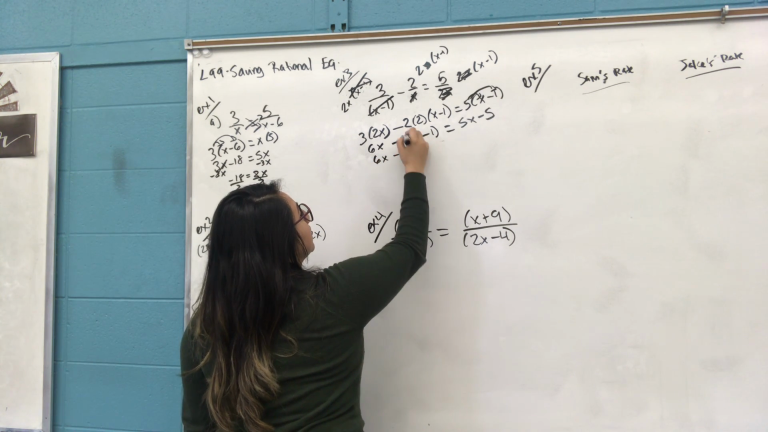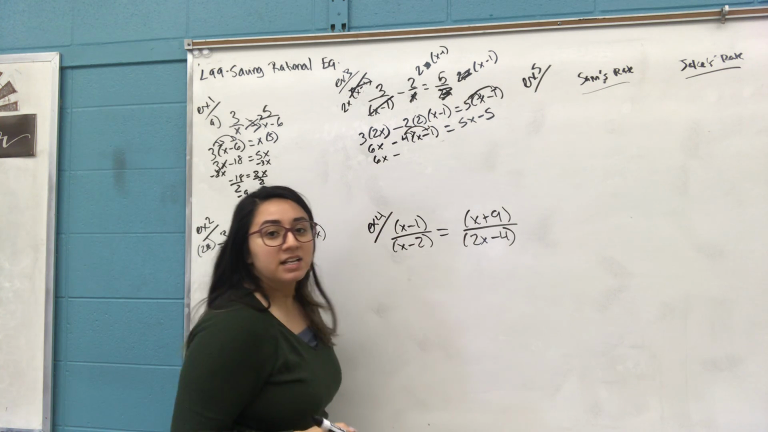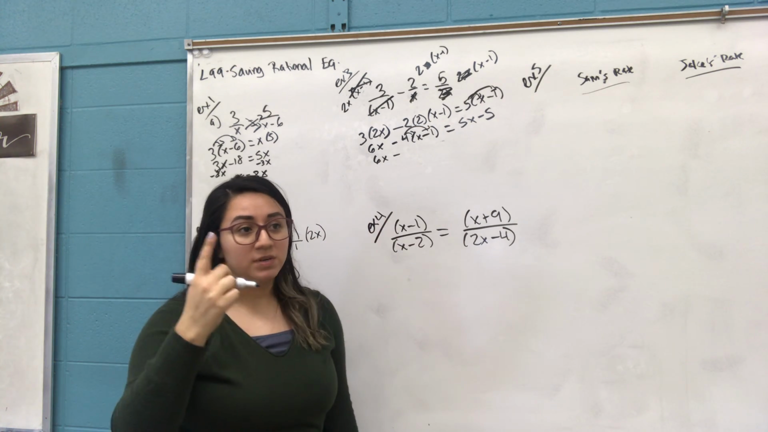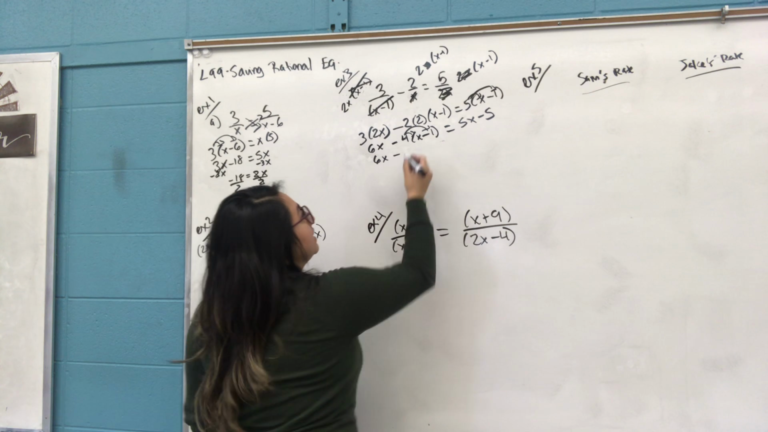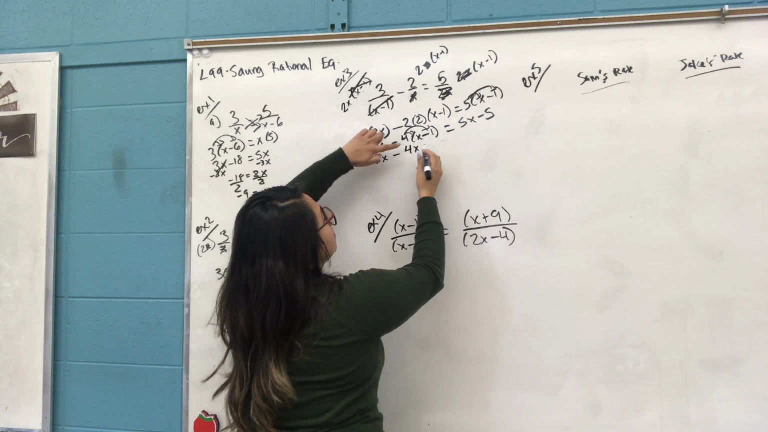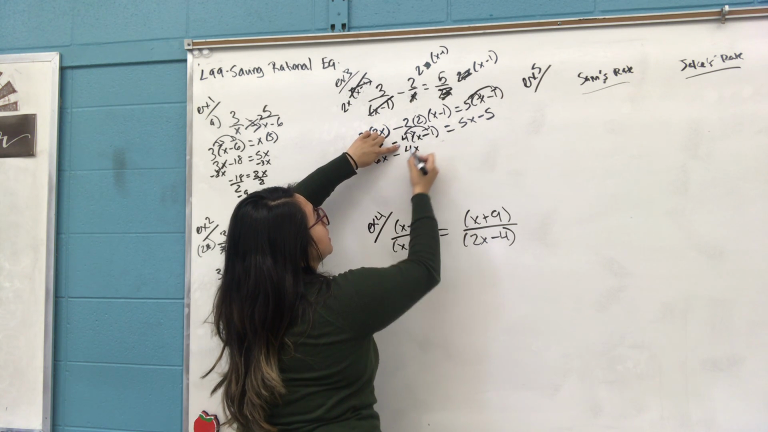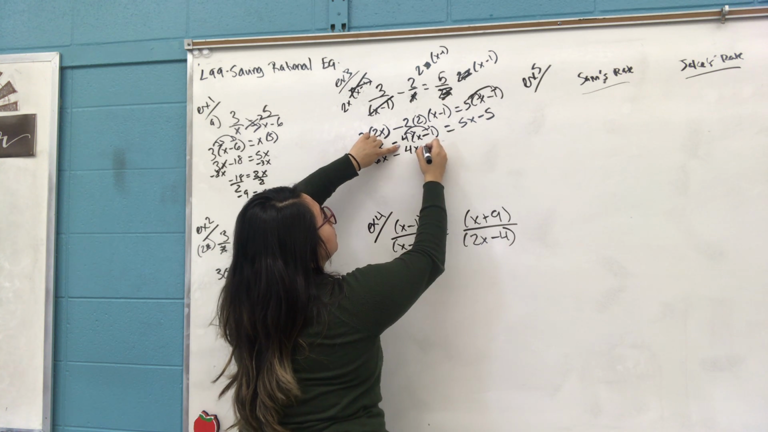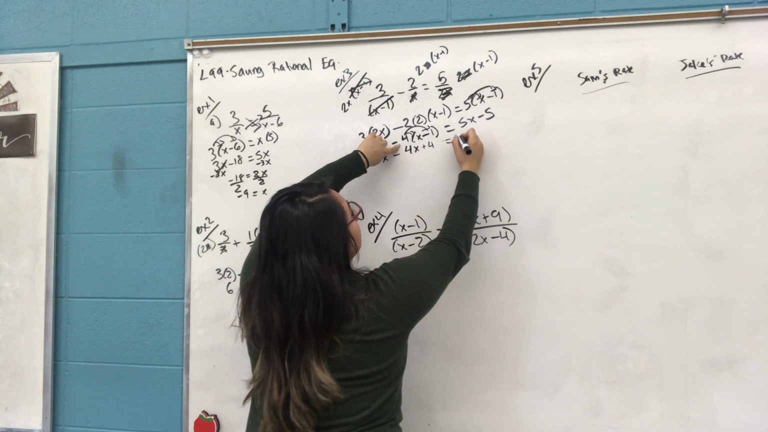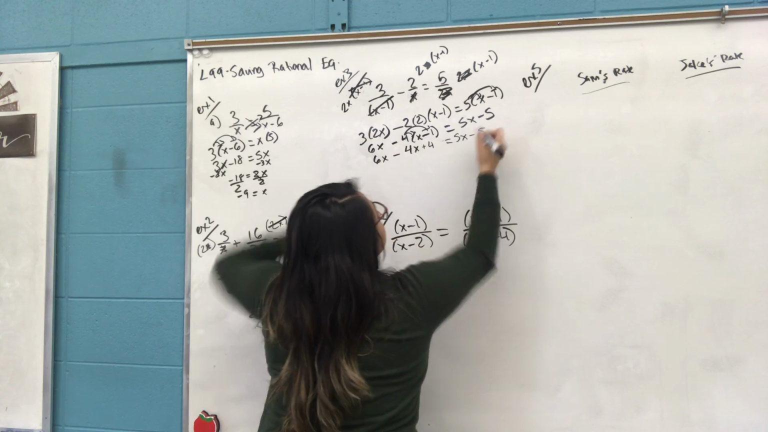6x just stays as 6x. I'm going to go ahead and distribute that. So I'm doing step by step because if you do one thing wrong, it messes up the whole problem. So now you have minus 4x. Remember, it's negative 4. So negative 4 times x, negative 4x. Negative 4 times negative 1, positive 4. And this all stays the same.